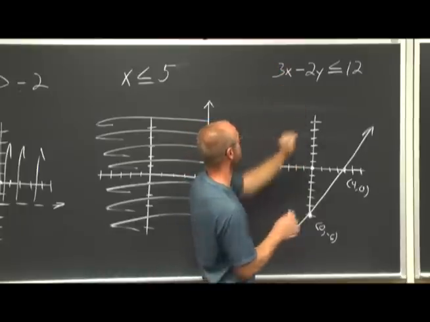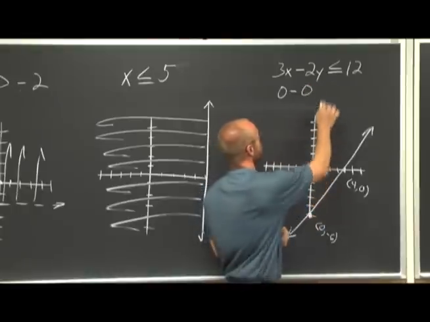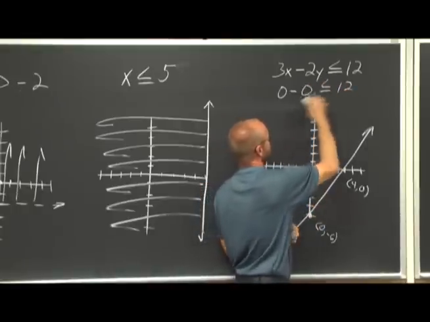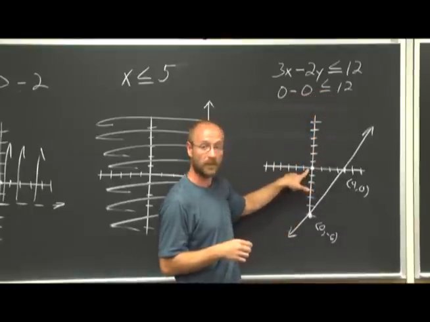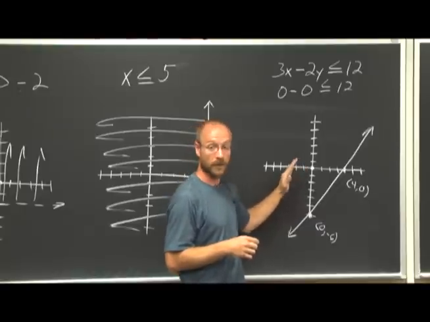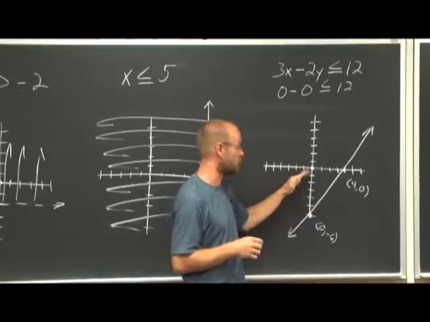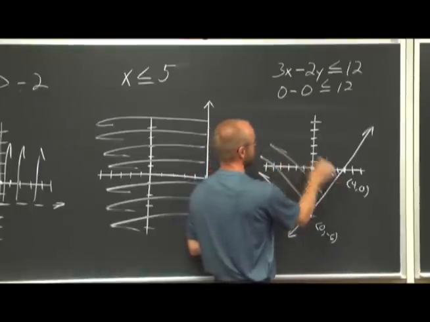3 times 0 is 0. Minus 2 times 0 is 0. Is less than or equal to 12. Well, 0 minus 0 is 0. 0 is less than or equal to 12. So my test point here is a true statement. So I'm going to shade the side of the line that my test point made it true. And that's anything above this line.